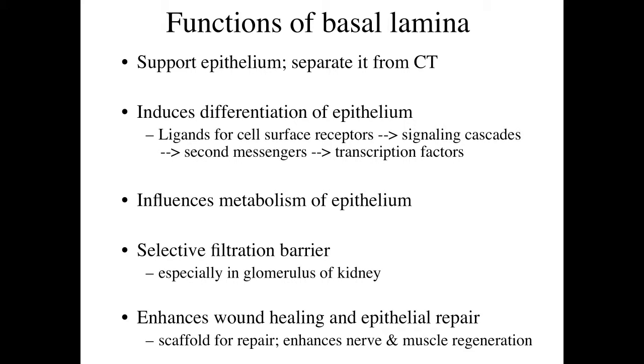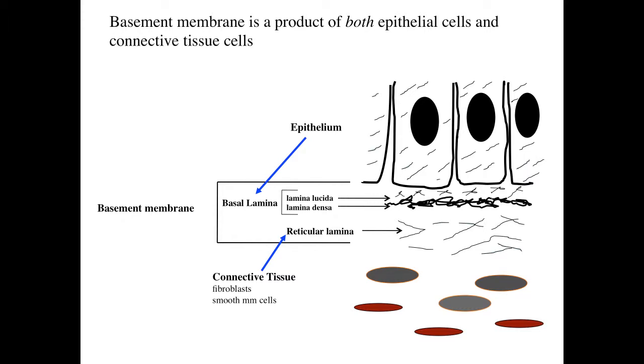and the basal lamina of epithelium can enhance nerve and muscle regeneration in injured organs. This is a simple-minded cartoon, and it makes the point that the basement membrane is a product of both epithelial cells and connective tissue cells. So here we show some epithelial cells in diagrammatic fashion, and here some connective tissue cells. The basement membrane consists of the basal lamina, which is synthesized by the epithelial cells, and the reticular lamina, which is synthesized by connective tissue cells. And by the way, the most common connective tissue cells would be fibroblasts and smooth muscle cells.